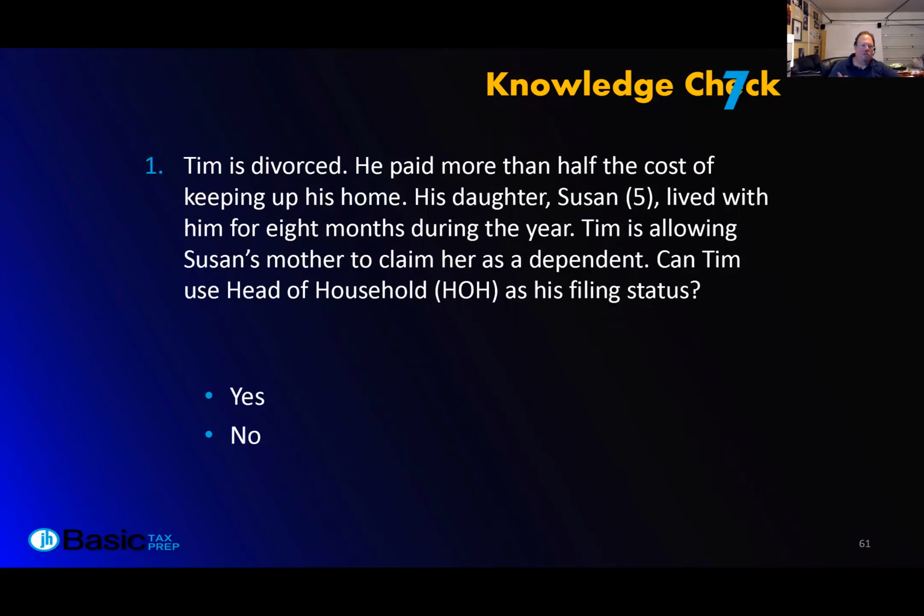Now, what are the important facts? He's divorced, husband and wife. They're divorced now. He paid more than half the cost of the upkeep of his home. It's his daughter, so he's got the relationship. She's under that age, and she lived with him for 8 months, over half a year, so he supported her. So Tim is allowing her. Here's the question. Tim is allowing Susan's mother to claim her as a dependent. Can he still use head of household as his filing status?